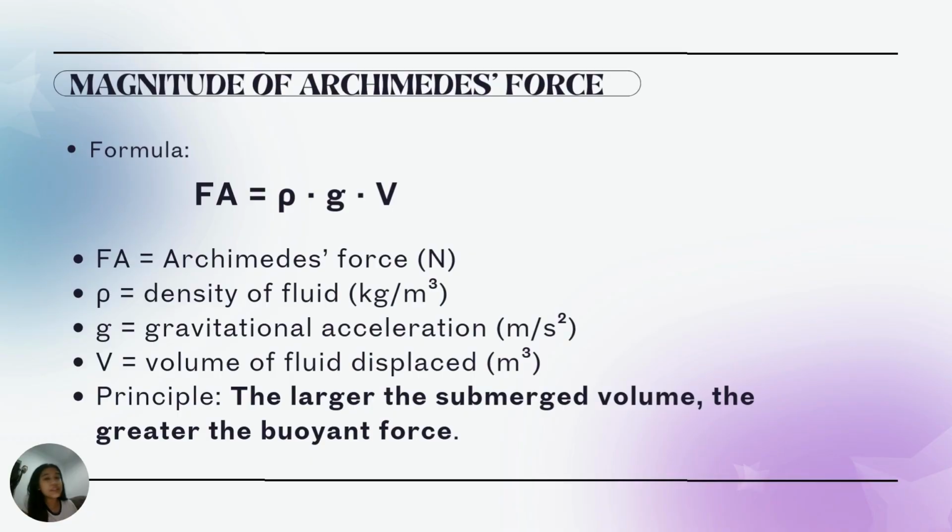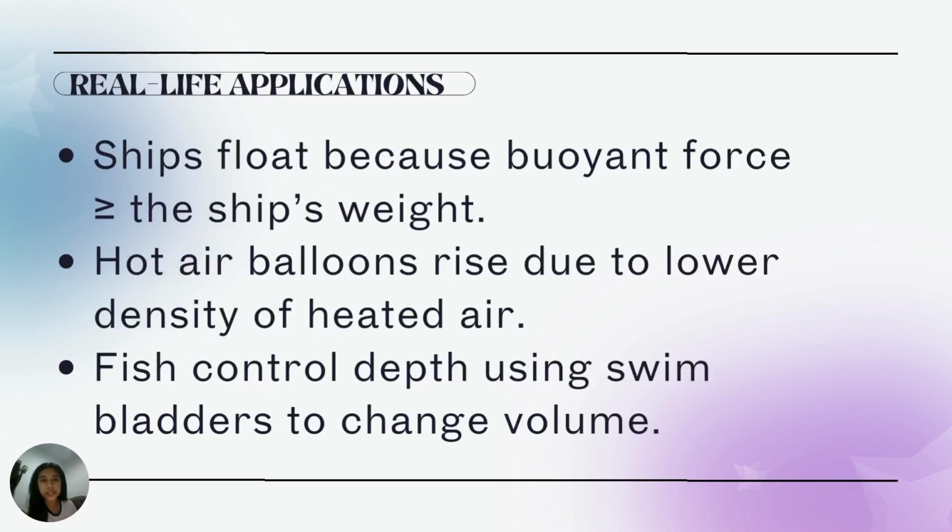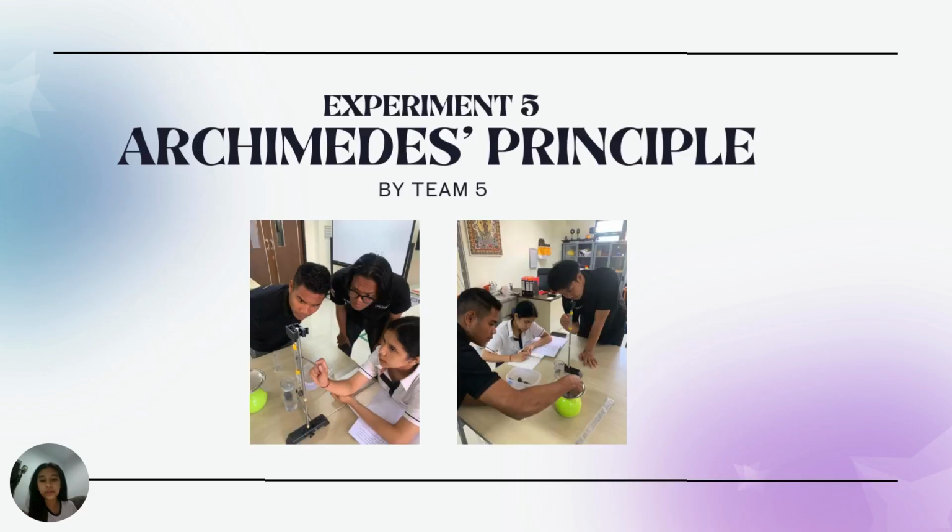Magnitude of Archimedes force. The formula is Fa equals rho times g times V. The larger the submerged volume, the greater the buoyant force. Real-life applications: you can see a ship float because the buoyant force is bigger than the ship's weight. Hot-air balloons rise due to the lower density of heated air. Fish control depth using swim bladders to change volume.